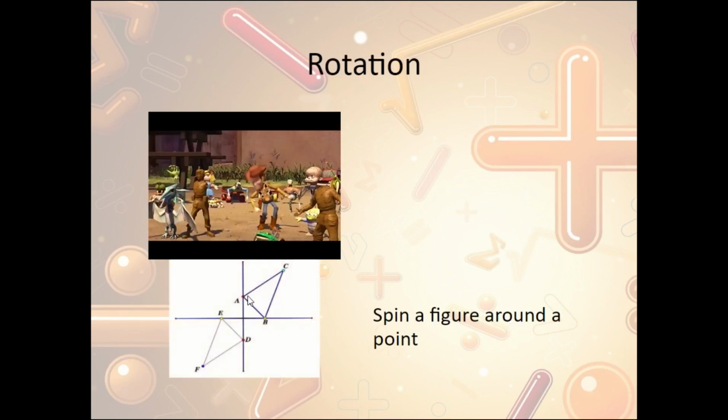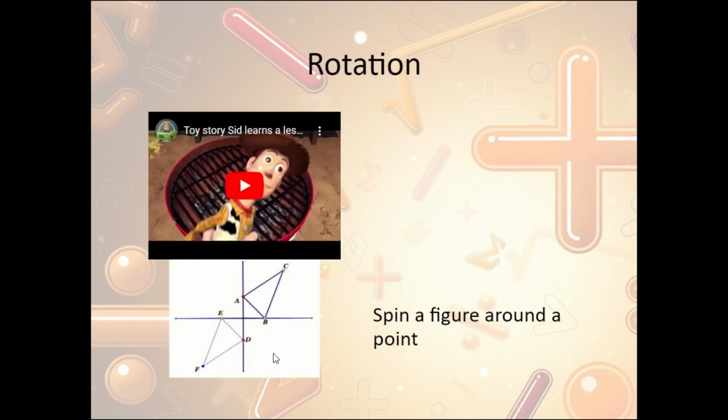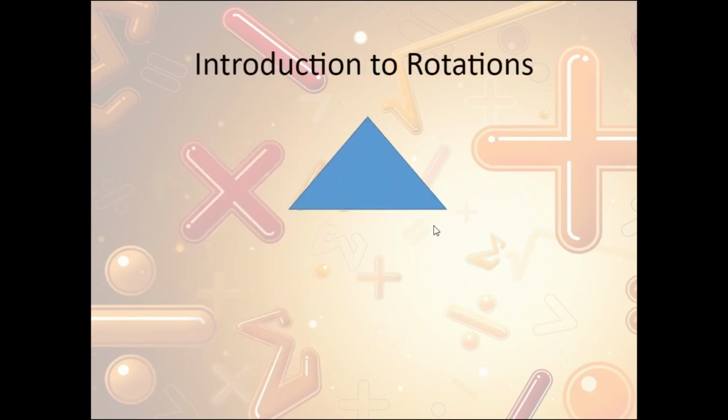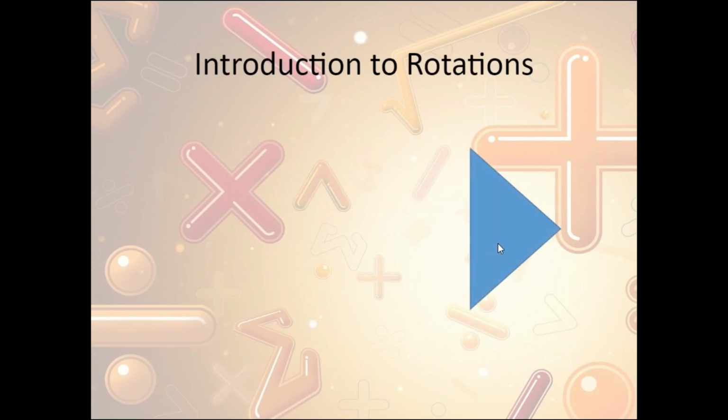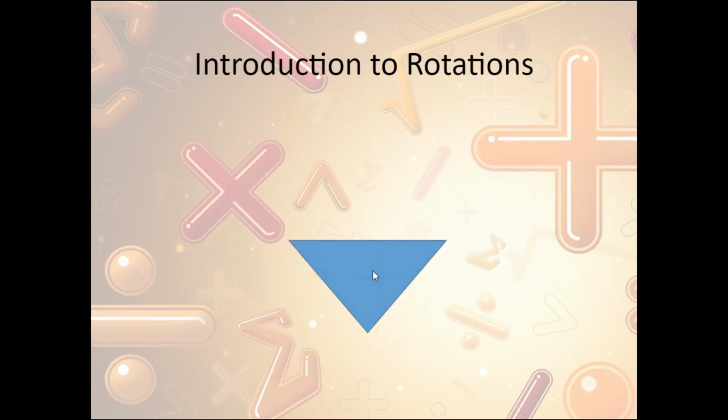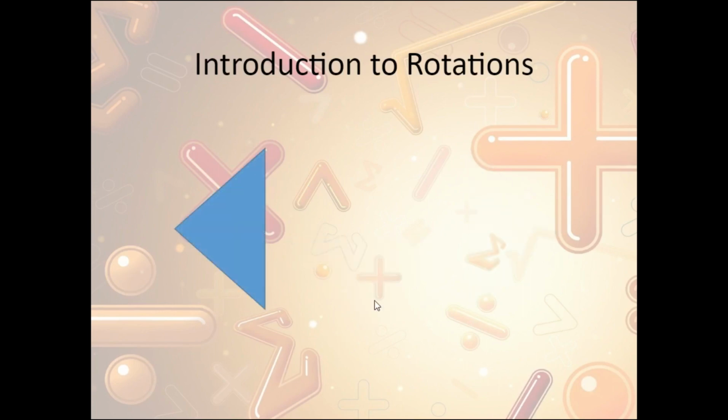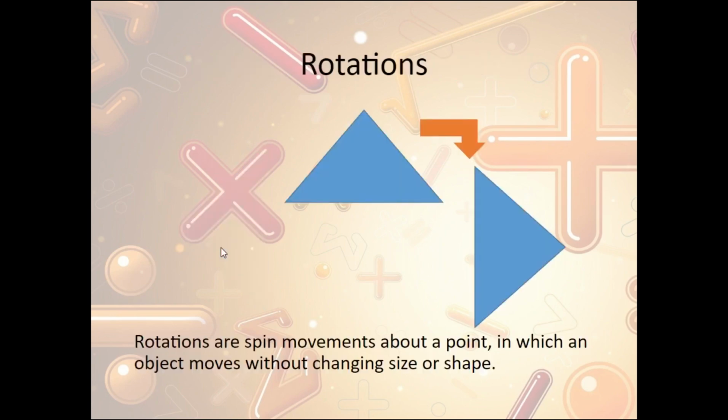So we have a triangle here. If we were to spin it, it ends up being this triangle here. Now, introduction to rotations. We have our triangle here. If we were to spin it to the right, it would look like that. If we were to spin it again, it looks like that, and again, right there. So we're just rotating and spinning that triangle. So rotations are spin movements about a point in which the object moves and it doesn't change size or shape. So notice the triangle is exactly the same size, but it does change direction.